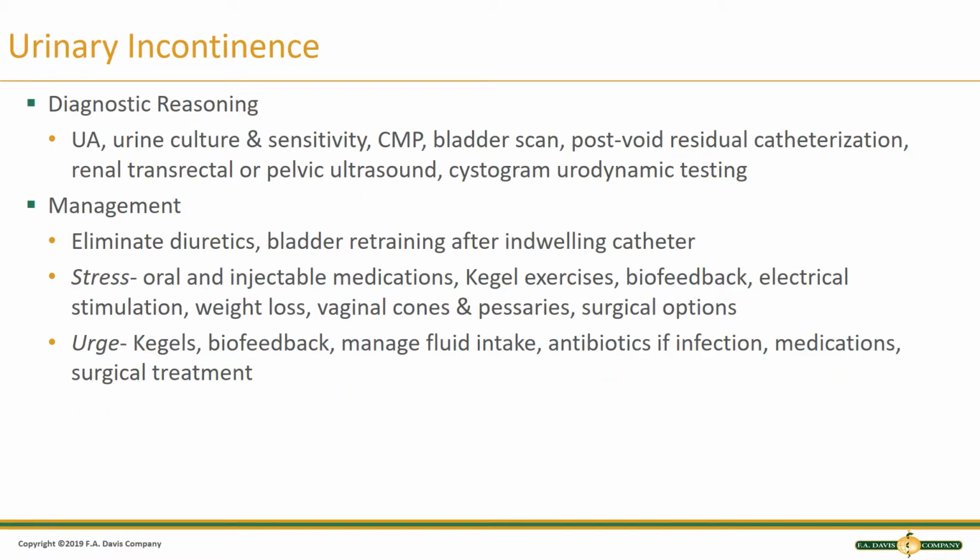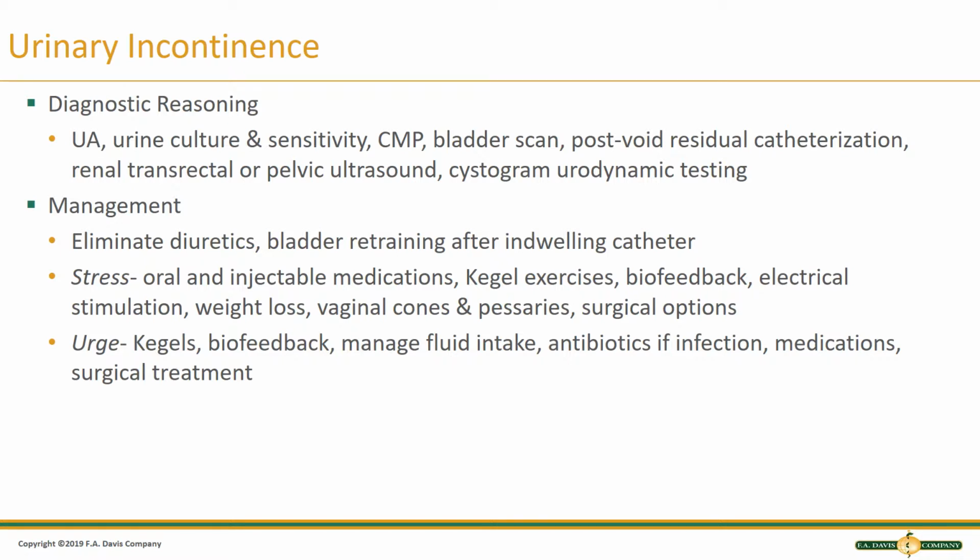And so part of your workup is going to include looking at the urinalysis, maybe doing a culture and sensitivity depending on the characteristics of the urine upon your inspection of the urine that the patient has voided in your office. You can do a comprehensive metabolic panel to tell you some things about renal function. Bladder scans will give you information about whether or not the patient is able to completely empty their bladder after they void. You can do a post-void residual catheterization.